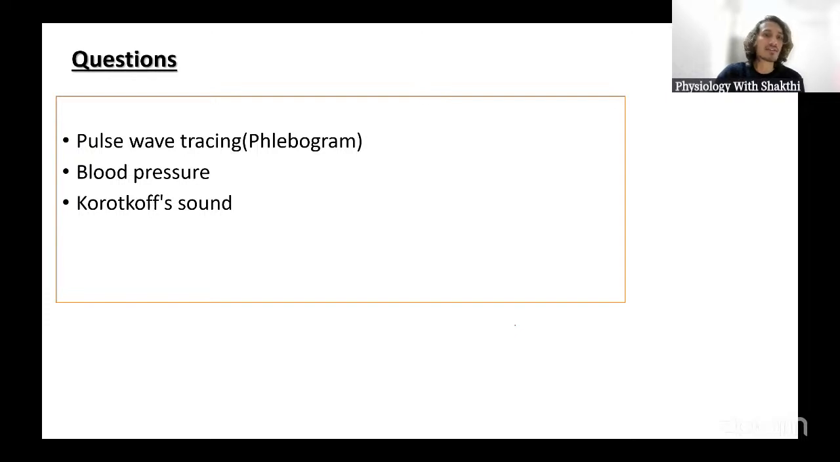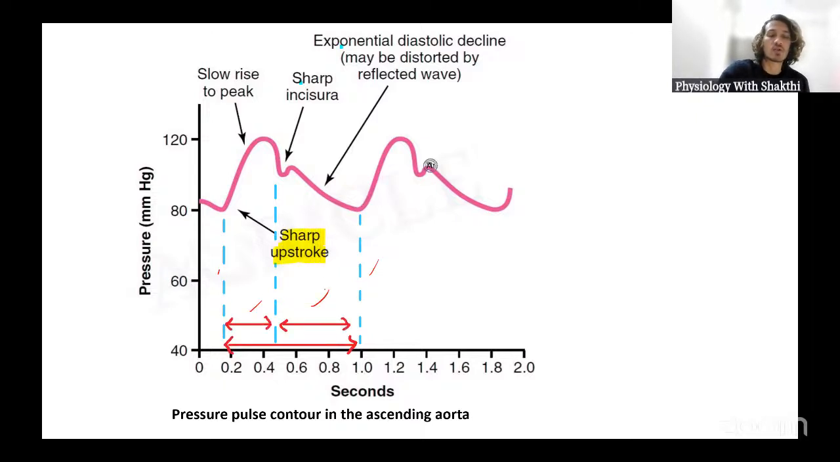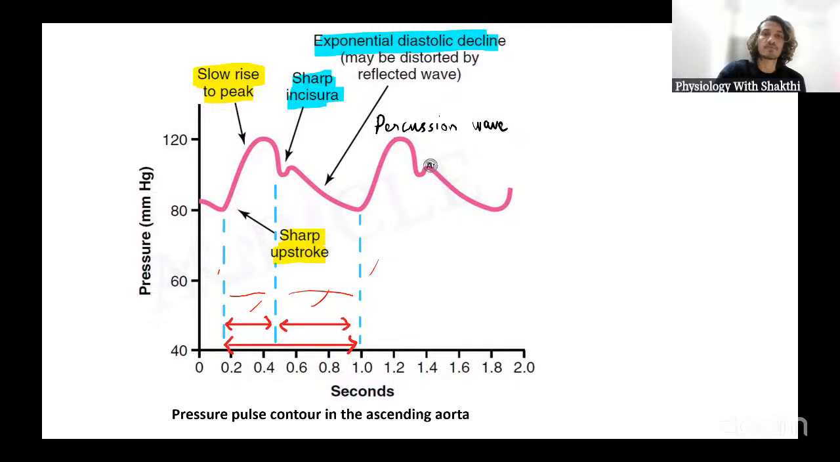Another group of questions: pulse wave tracing, what is blood pressure, Korotkoff sound. So there'll be a short note on pulse wave tracing with a neat labeled diagram, a note on blood pressure, Korotkoff sound. Okay, so pulse wave tracing includes, this area is the systole, diastole, and this is the full cardiac cycle, 0.8 seconds. Out of that, 0.3 seconds is systole, 0.5 seconds is diastole. Okay, now what you have to see is there's going to be a percussion wave like this.